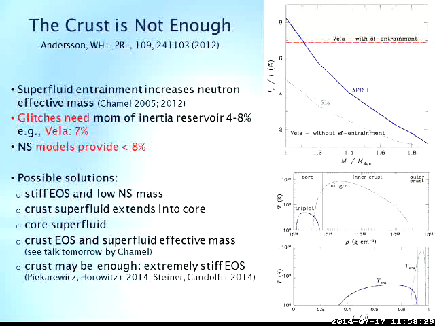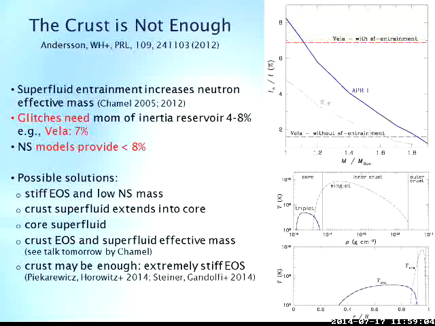No, it's a possible solution. Another is that, instead of saying that they're low mass, what if we say that instead of just the crust, the superfluid extends into the core? Some gaps, like the one shown here, in the crust extend into the core. So maybe the superfluid extends far enough into the core that you get the 7% that you need.